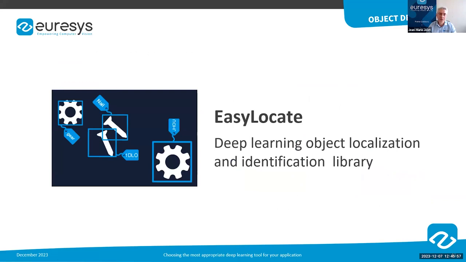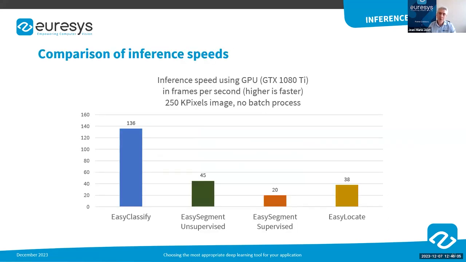In OpenEvision, the deep learning object localization and identification library is called EasyLocate. In terms of speed, as already anticipated, we can see from this chart that for the same image resolution, the classifier is the fastest tool, while the supervised segmenter is the slowest.